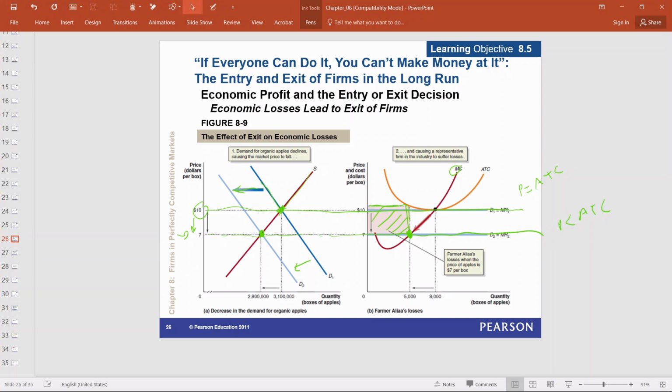If I want to make this company shut down the business and get out of the market, I can show it by drawing average variable cost like this. So here, this is the price level, and the price is less than average variable cost, as you see. So this company has to shut down the business and get out of the market.